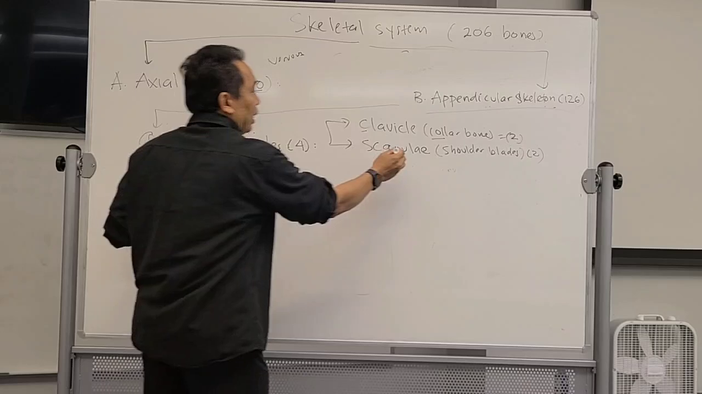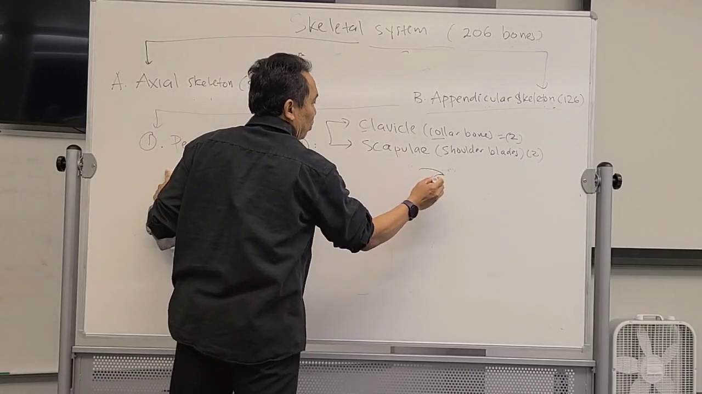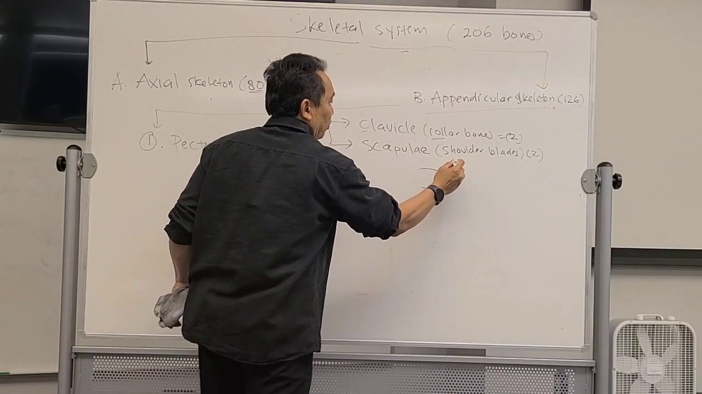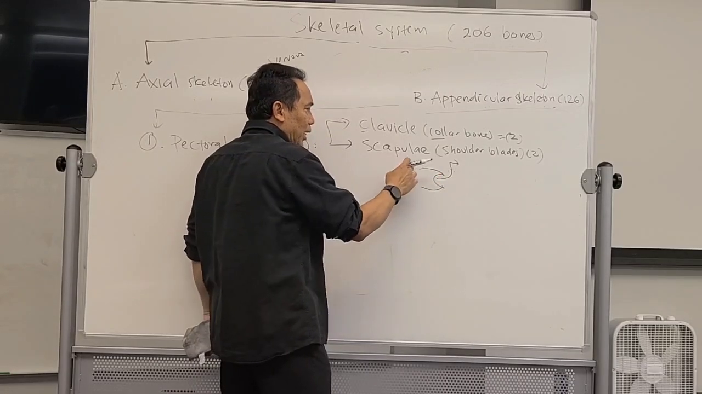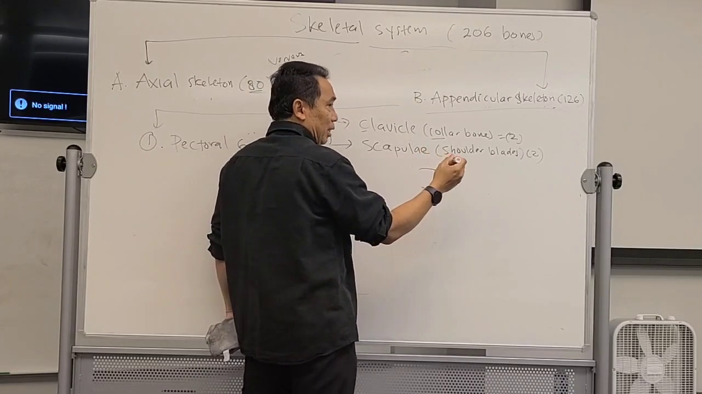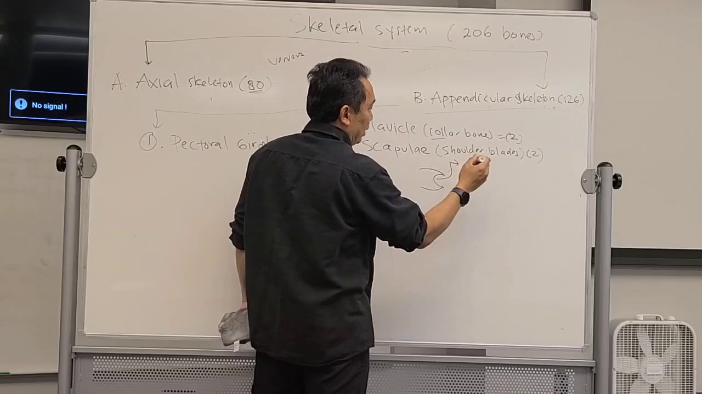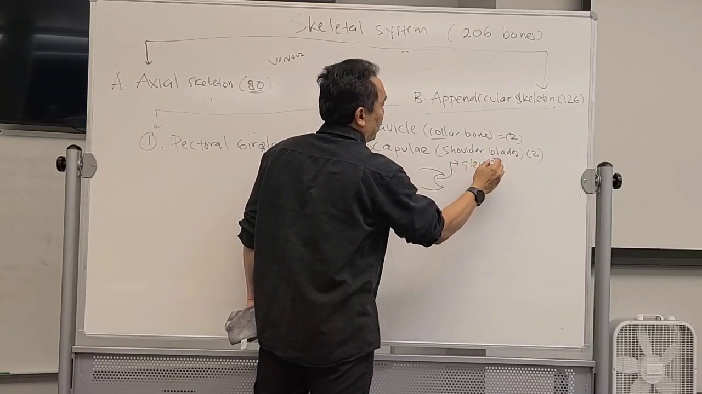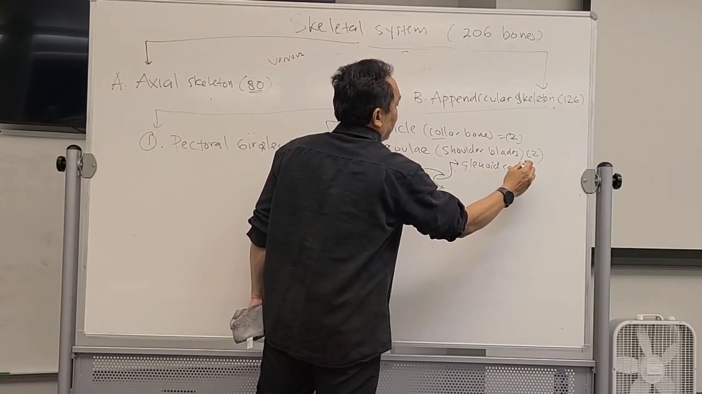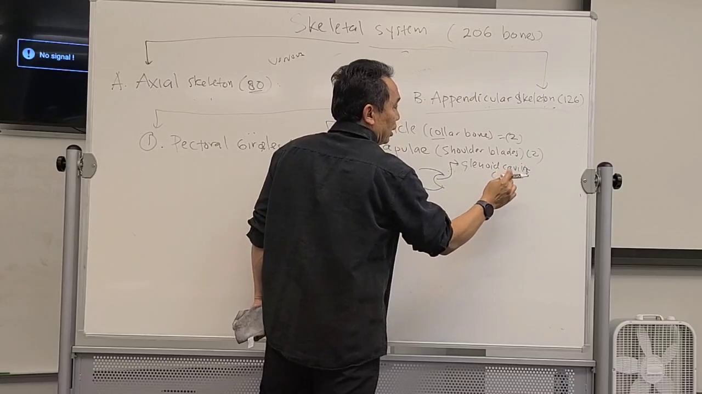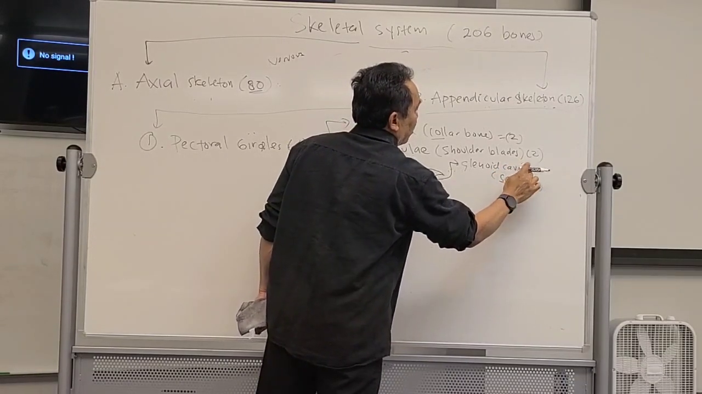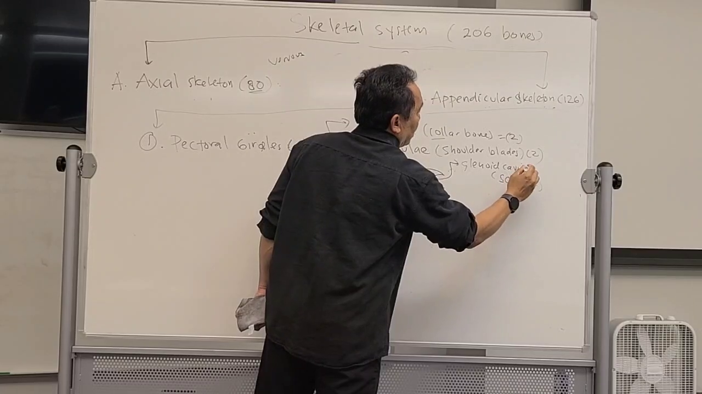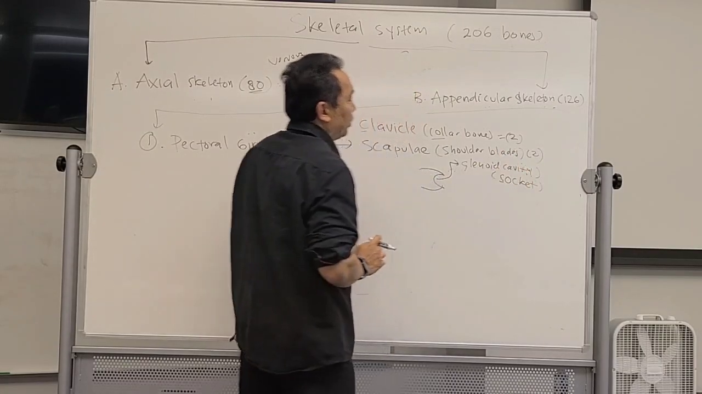In the scapula, there is a part that has a depression. It's called the glenoid cavity. Glenoid cavity. This is also the socket, the socket for the humerus later.